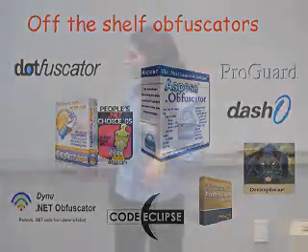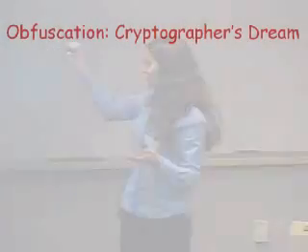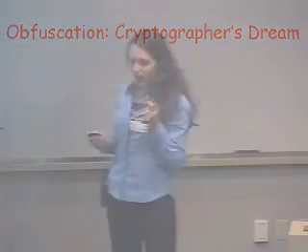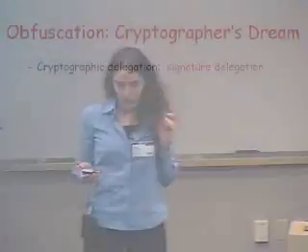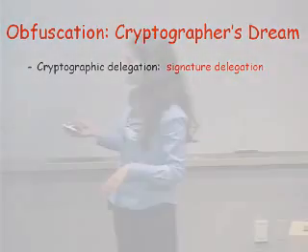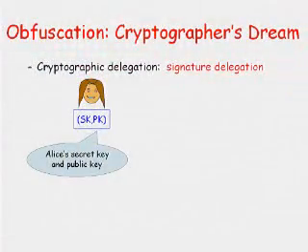There are several off-the-shelf obfuscators that exist, and so it's a very useful concept. In cryptography, for us cryptographers, obfuscation is actually a real dream. There are many things you can do in cryptography, and let me talk specifically about one example that's going to come back throughout the talk. So consider the example of cryptographic delegation, or in particular, signature delegation. So what do we mean by signature delegation? Just a little background about crypto.